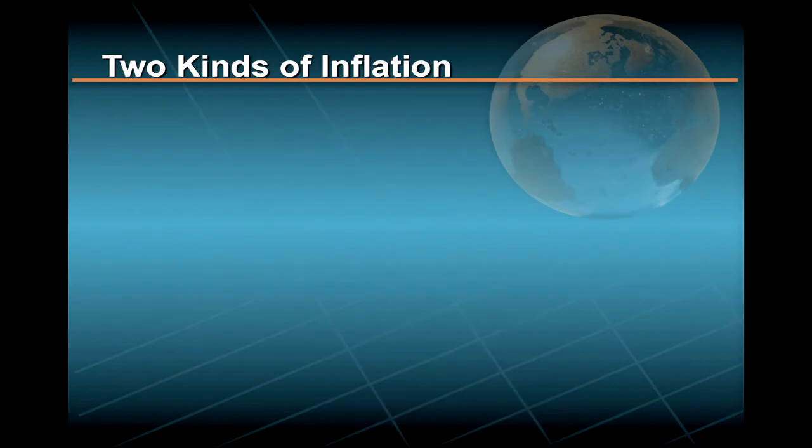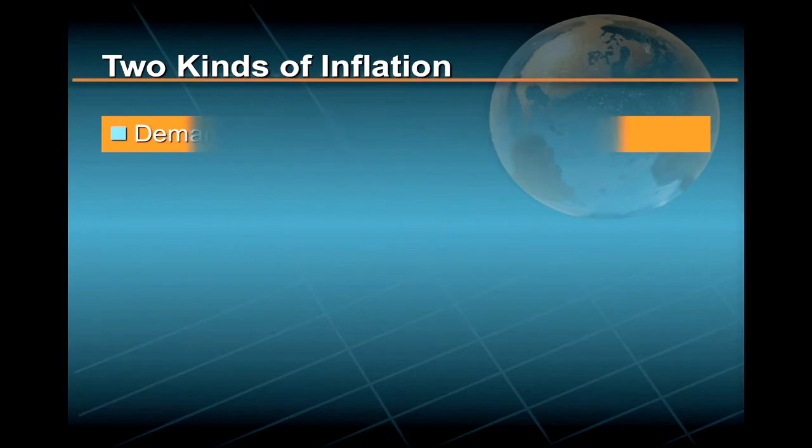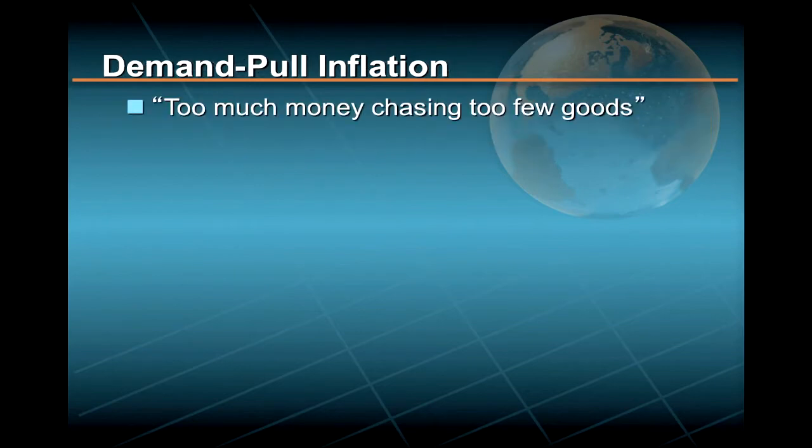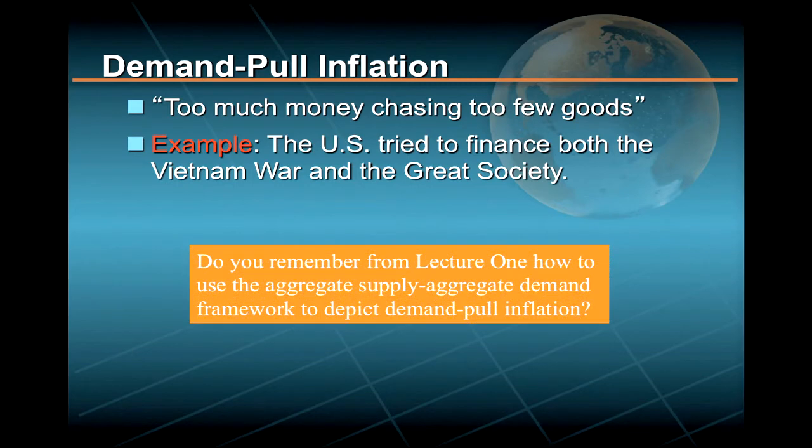As a practical matter, there are two very different types of inflation economists have to worry about: demand-pull inflation and cost-push inflation. The essence of demand-pull inflation is too much money chasing too few goods. And that's exactly what happened when the U.S. tried to finance both guns and butter, both the Vietnam War and the Great Society. Do you remember from Lecture 1 how to use the aggregate supply, aggregate demand framework to depict demand-pull inflation? Take a few minutes to draw it.